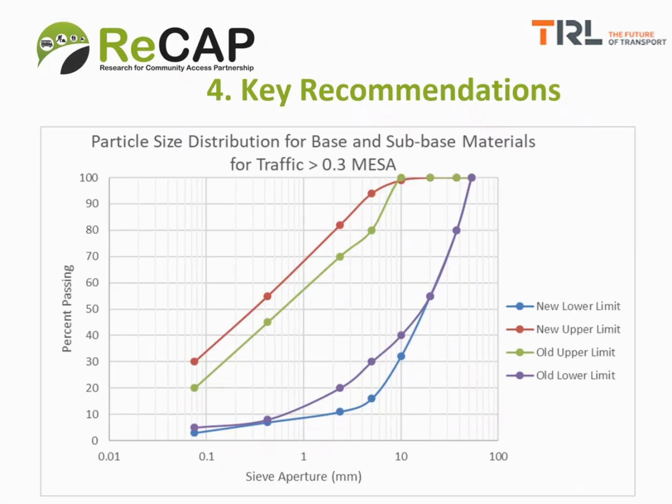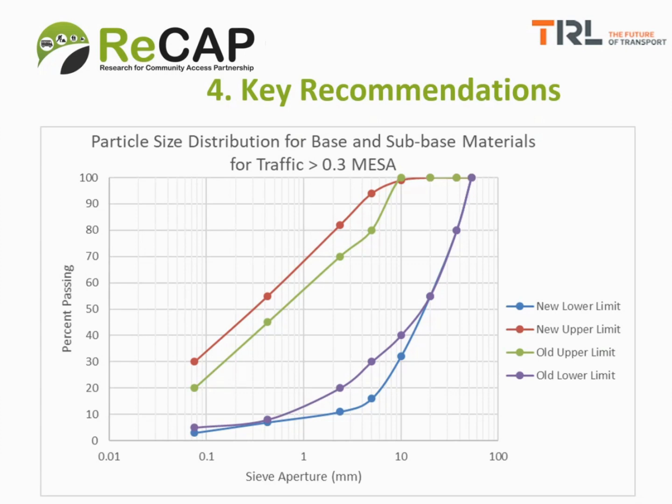Another key characteristic is the particle size distribution. And you can see here that we have widened the envelope of materials that can be used. The green line and the purple line show the existing limits, and the red line and the blue line show the new revised limits. So the envelope has been widened. Now, this envelope is for materials used for both the base and sub-bases. So we have combined the envelopes that were previously separate for the base and sub-base into one envelope that works for both the base and sub-base for traffic greater than 0.3 MESA.